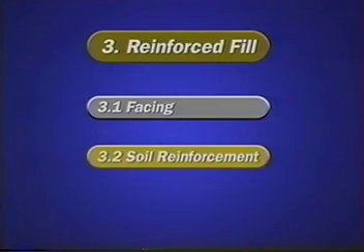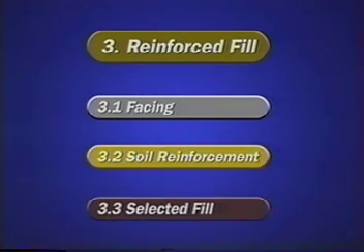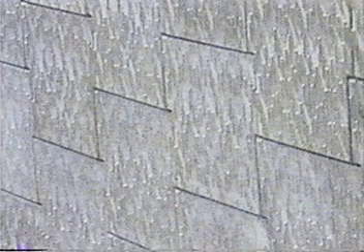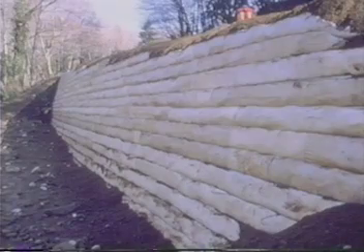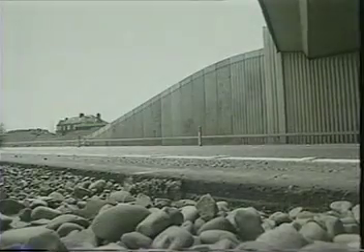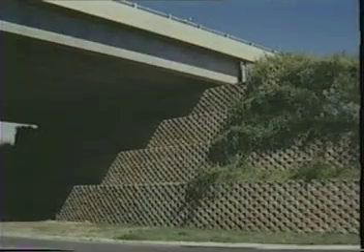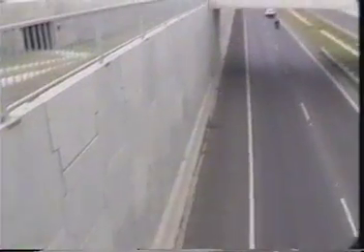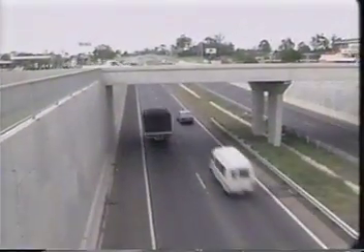Reinforced fill comprises three main components: the facing, the soil reinforcement, and selected fill. Where facings are used, they may be classified as hard or soft, or facings may take the form of vegetative cover. Most hard facings are precast reinforced concrete panels or segmental blocks used primarily for the construction of vertical walls.